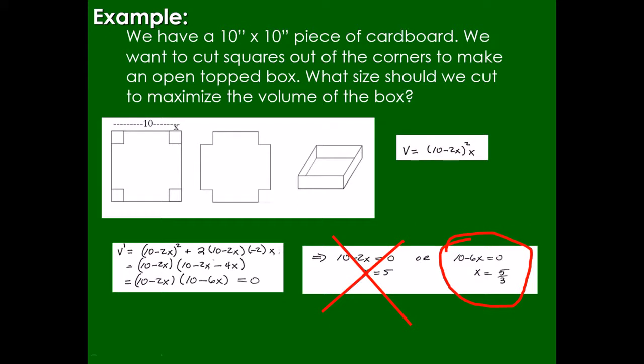So, to recap, when we do max-min problems, read the whole thing. Think about what's important, what's not important. Don't get bogged down by looking at the whole thing at once. Break down the smaller details. Sketch a picture. Put variables where there need to be variables. Come up with your equation.